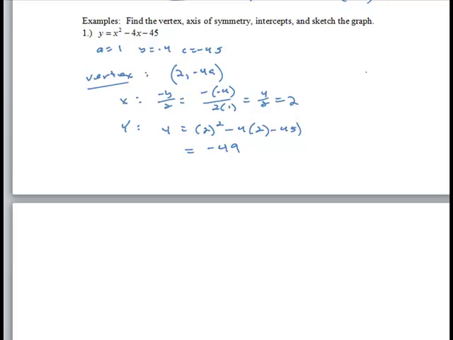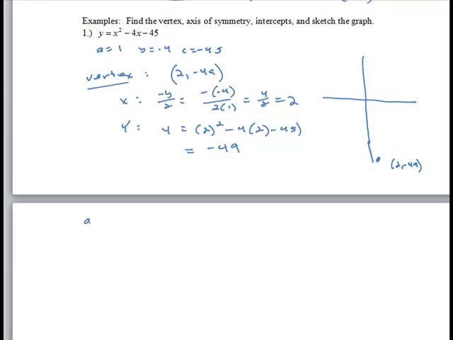So we found the vertex. If we go ahead and plot it, (2, -49), of course, way down here in the fourth quadrant. At this point, we certainly cannot sketch the parabola yet. For one thing, we don't know whether the parabola opens up or down, but the intercepts will certainly help us with that, because we know the vertex is either going to be the lowest point on the graph or the highest point on the graph.